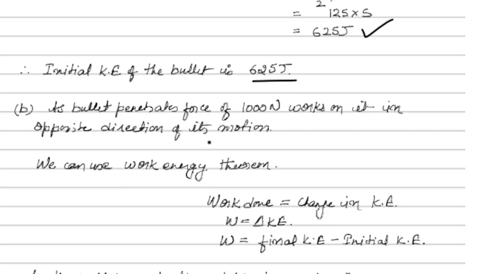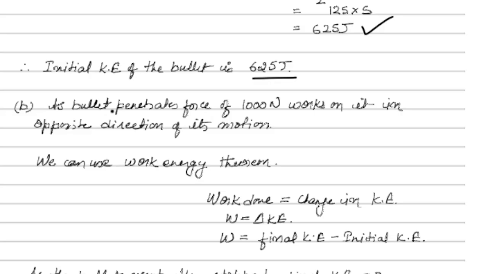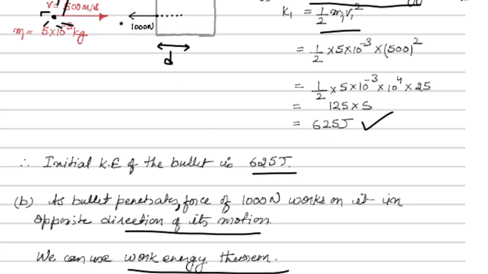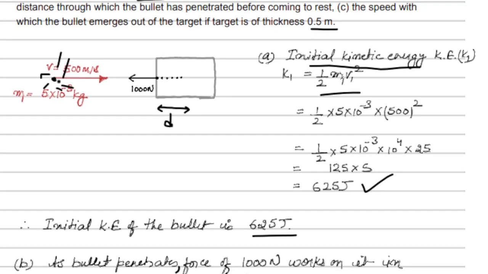Now understand the question. As the bullet penetrates, a force of 1000 Newton works on it in the opposite direction of the motion. And we can use the work energy theorem here. See what is happening is, as soon as this bullet is coming like this with 625 joules of energy, when it comes here, this resisting force starts acting on it, and it will act until the whole energy of 625 joules is consumed. So that is the logic.